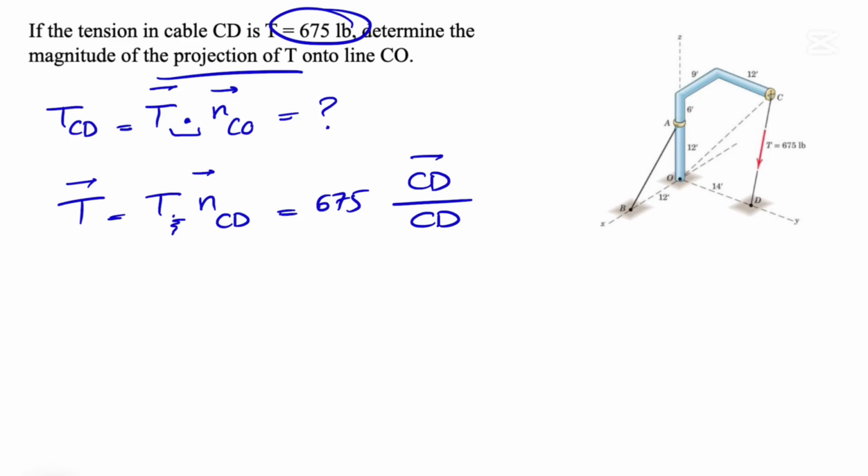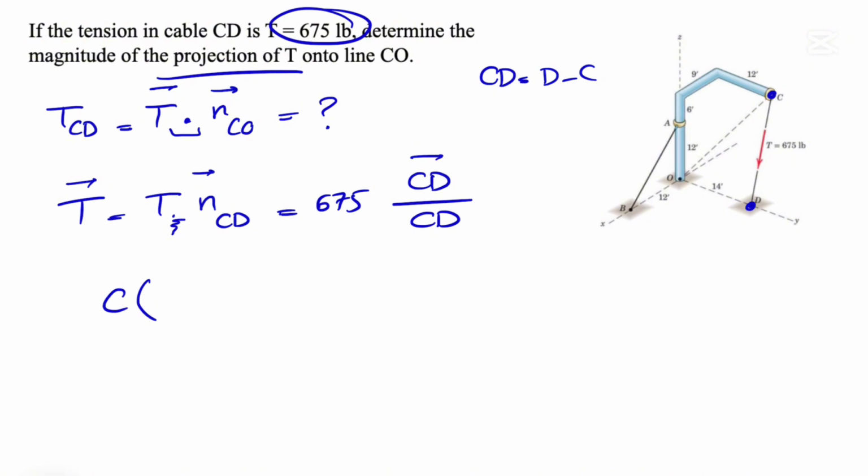So for finding CD, we have two ways. Either we can find the coordinates of point C and find coordinates of D. Our CD would be D minus C. All right, let's do that. Let's find the coordinates of C and D. Let's start with C.